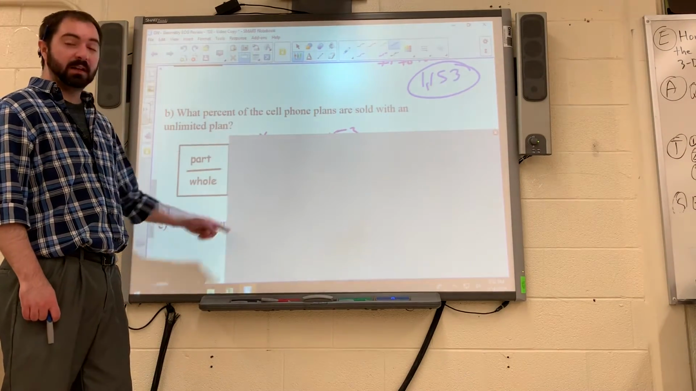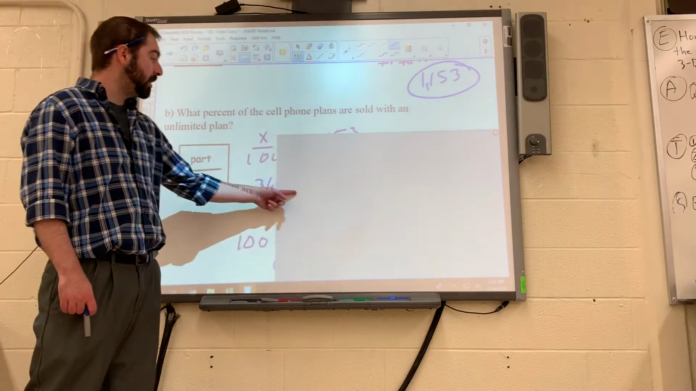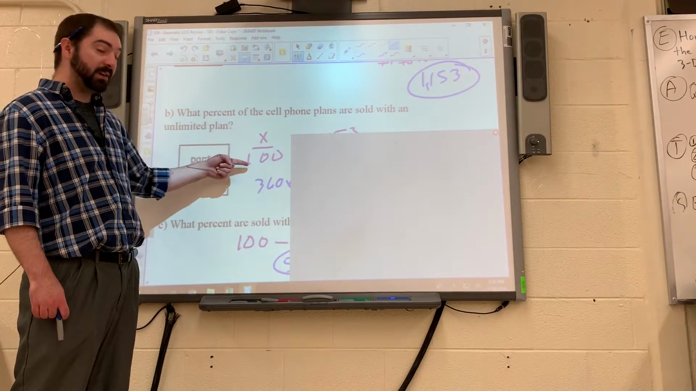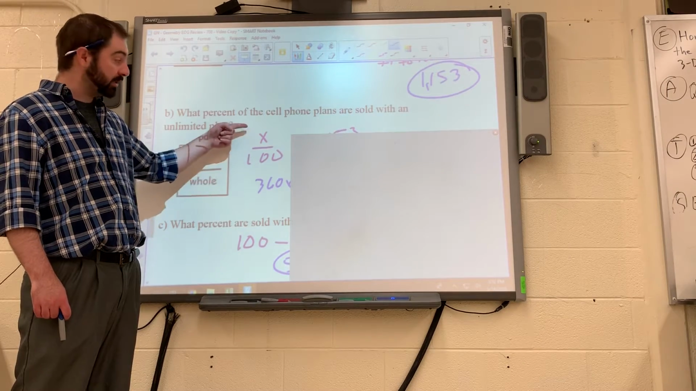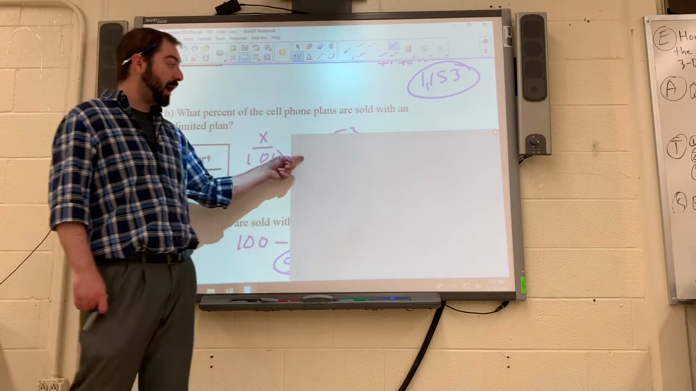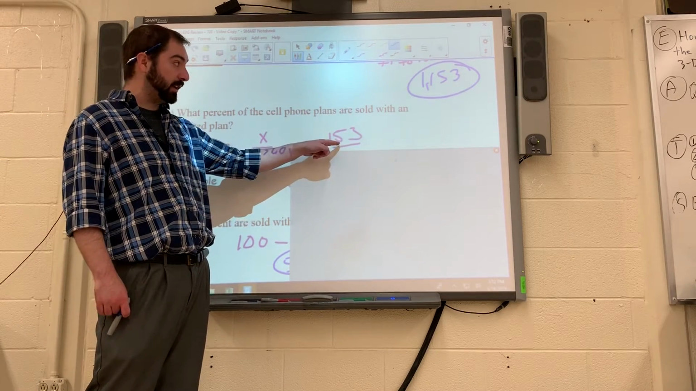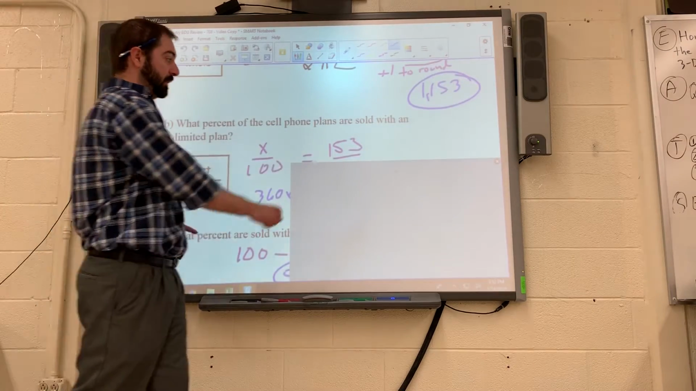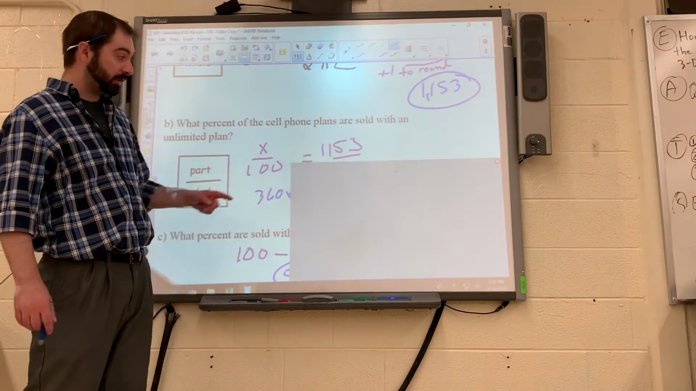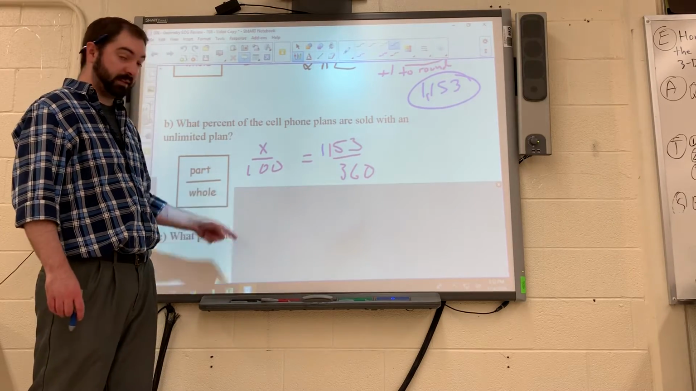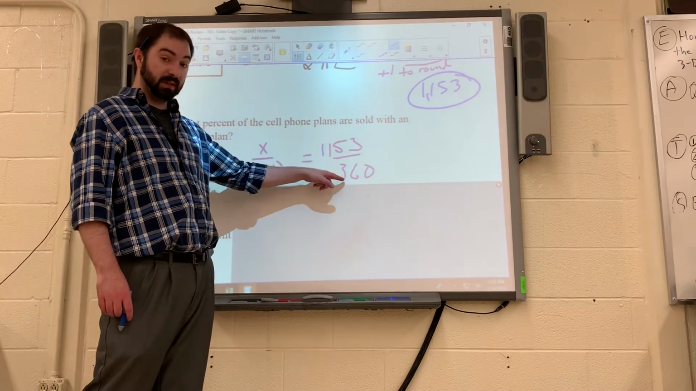Again, I'm thinking in terms of a ticket. I know that we don't know how many people were sold with an unlimited, but I know that percents are measured out of 100. I don't know the percent, but I know percents are measured out of a whole of 100. I know that 153 people have an unlimited data plan. From there, I know that there's a total of 360 degrees in that circle.